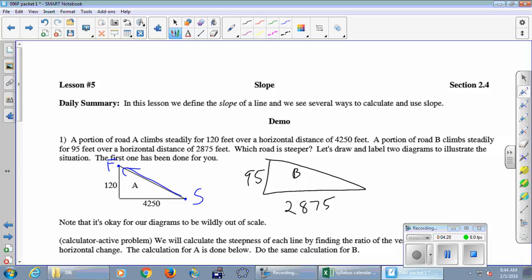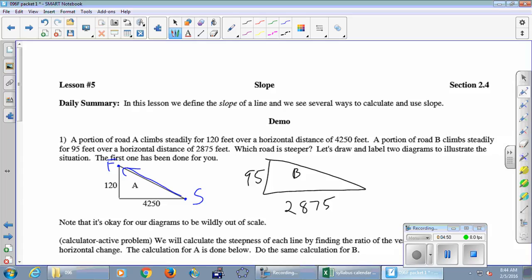Now, the answer to this question is not obvious. At least it's not obvious to me. Which road climbs more, just overall? A or B? A climbs more, right? Because it's 120 compared to 95. So how come it's not immediate that A is steeper? It's got more climb. What shorter distance?